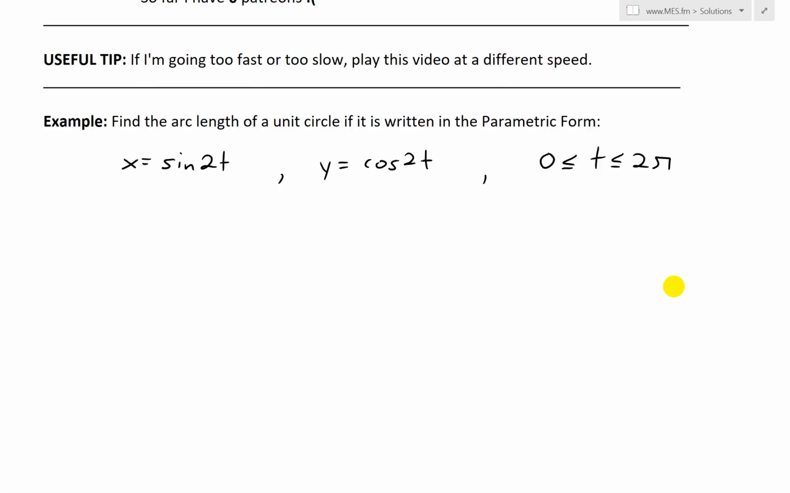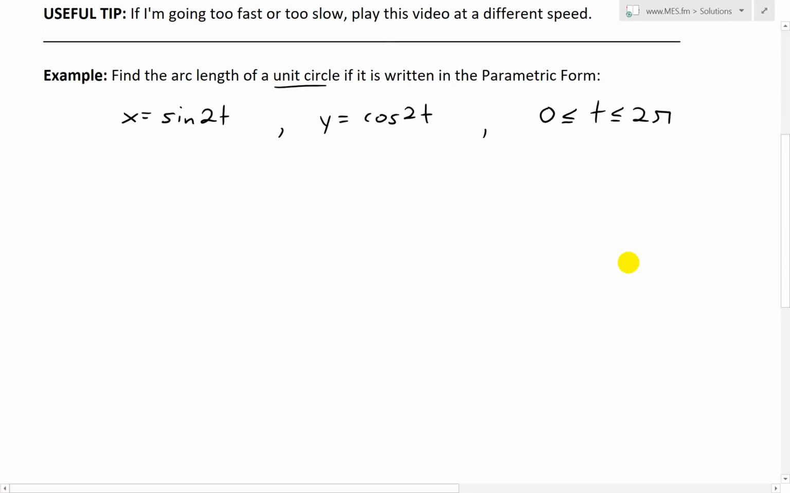But now we'll do something slightly different. This one states: find the arc length of a unit circle if it is written in the parametric form like this. So this is as well a unit circle. But as I showed in my earlier video, these exact same parametric equations actually traverse around the circle twice. Make sure to check that video out, and I'll put a link below. So we have this form: x equals sine 2t, y equals cosine 2t, and t is between 0 and 2 pi.